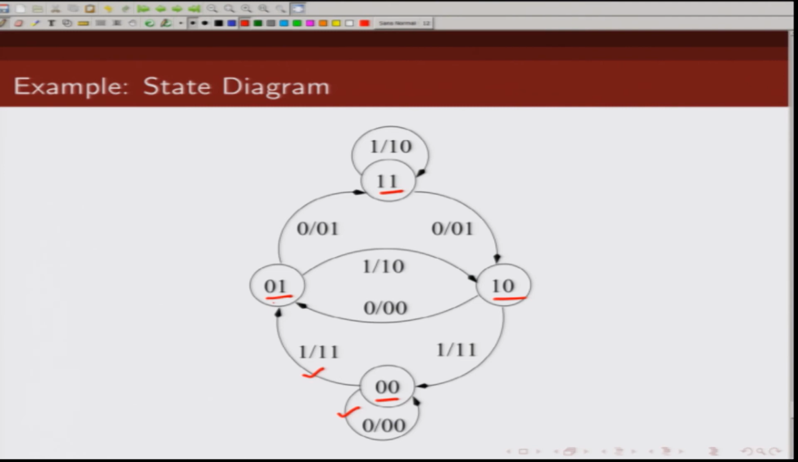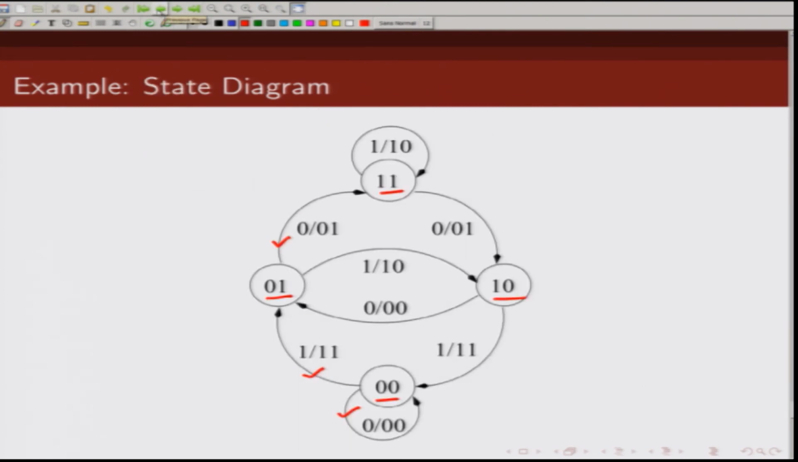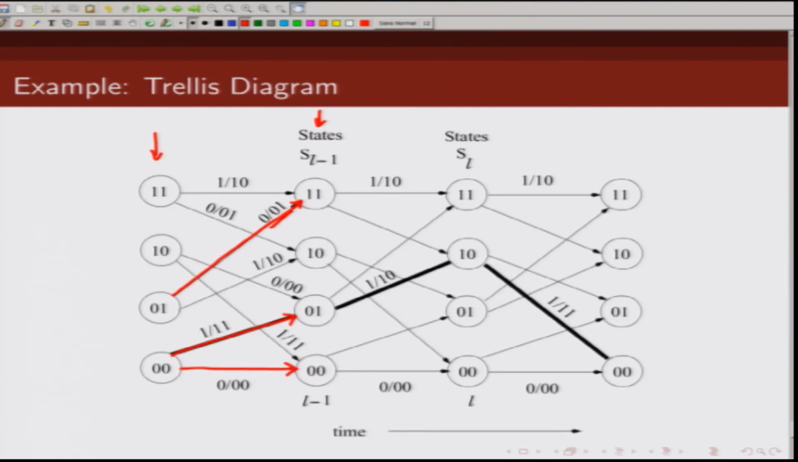Let us say you are in state 0 1 and you receive a 0, then you move to state 1 1 and output is 0 1. So, how is that denoted? You are in state 0 1, you receive a 0, you move to state 1 1, the output is 0 1. Similarly, when you are in state 0 1 and you get a 1, you move to state 1 0 and the output is 1 0. So, this is denoted by this line.